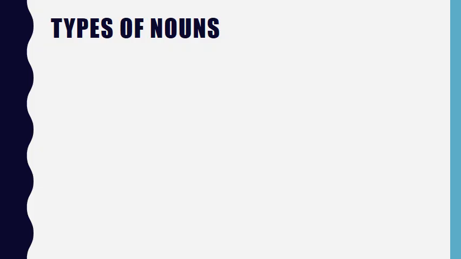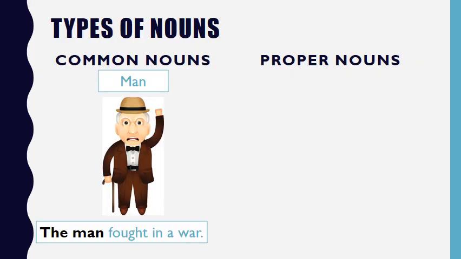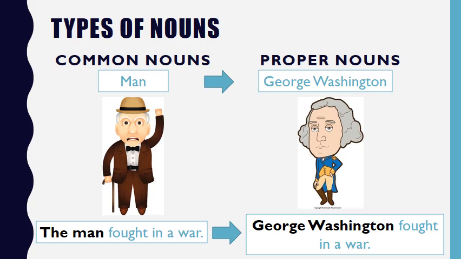There are also different types of nouns. There are common nouns and there are proper nouns. A common noun is a general term for something like the man. For example, we could have a sentence that said, "The man fought in a war." But if we wanted to be more specific with our nouns, we could use a proper noun. The proper noun is a specific name for a noun. In this case, we can replace the man with George Washington and say, "George Washington fought in a war." Using proper nouns gives our writing more details.